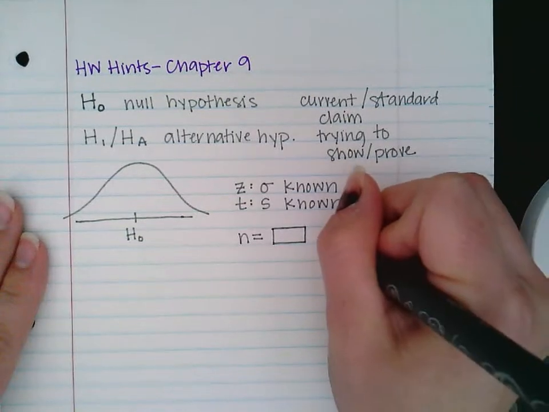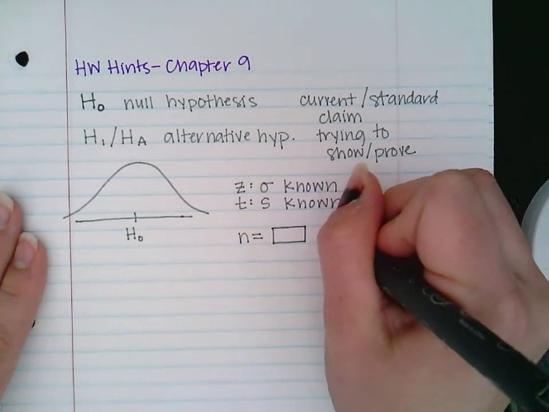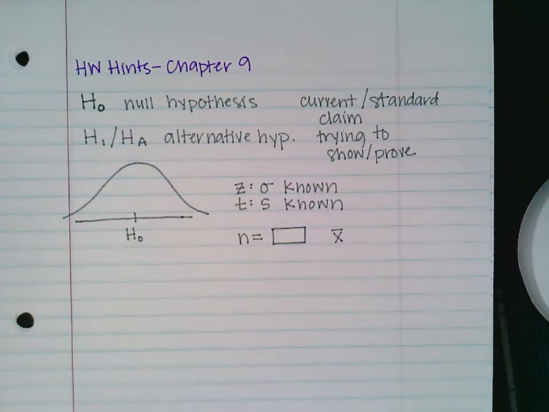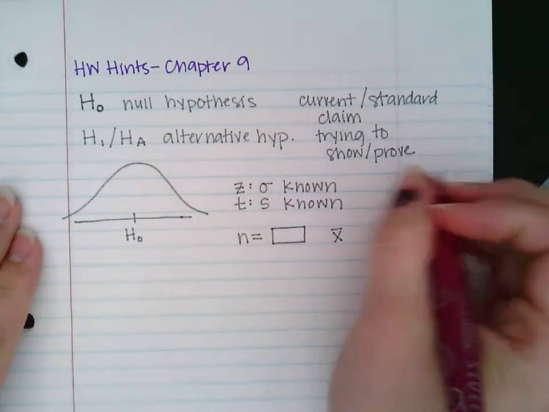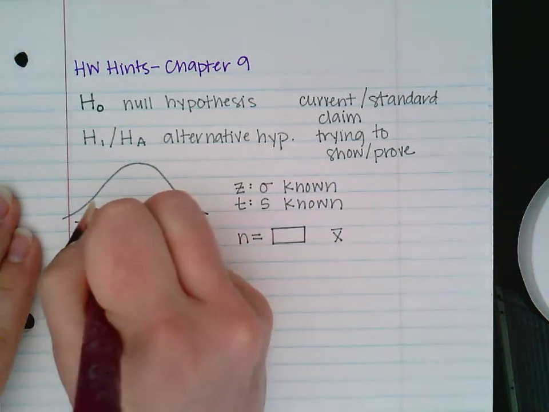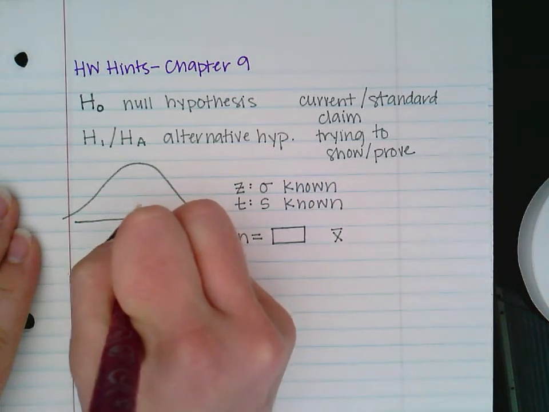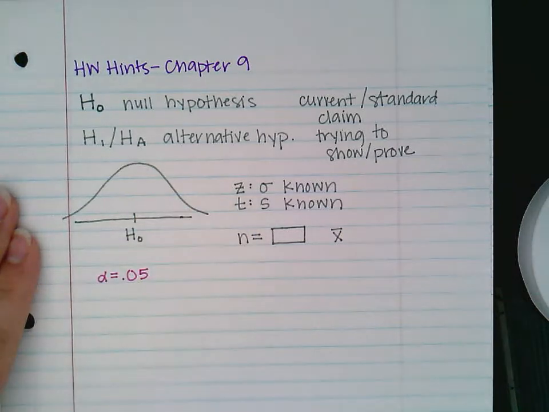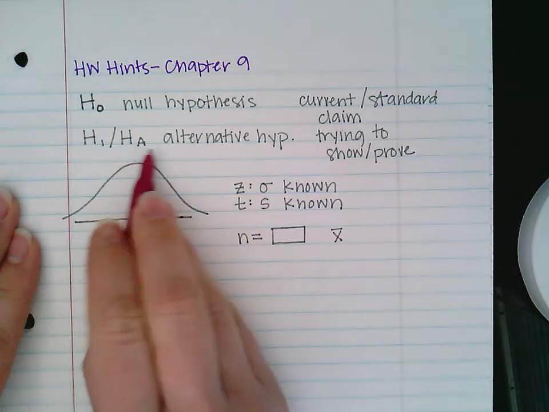Based on that data, let's just use means for now. Based on that sample data, do I have enough evidence to say that HA is actually what is going on instead of what we think should be true? Then you're going to have these bounds. If you want to be 95% confident in our answer, then we would choose a significance level of 0.05.